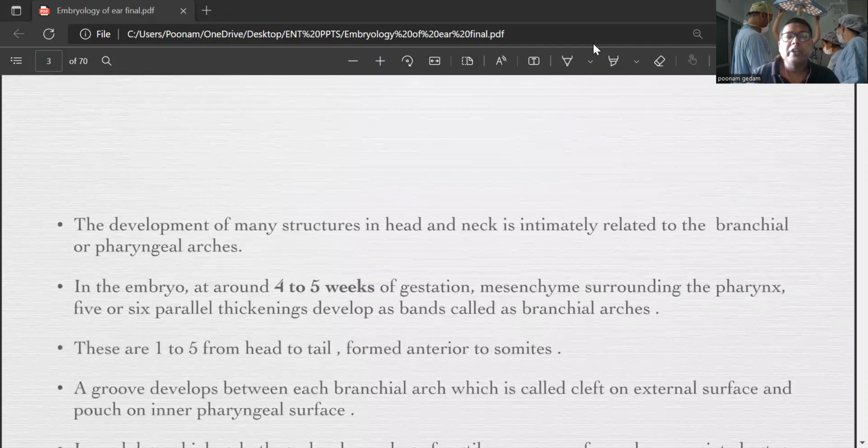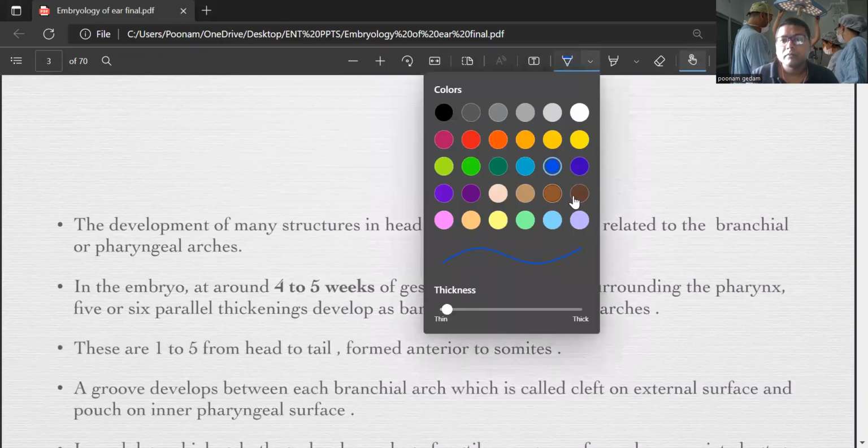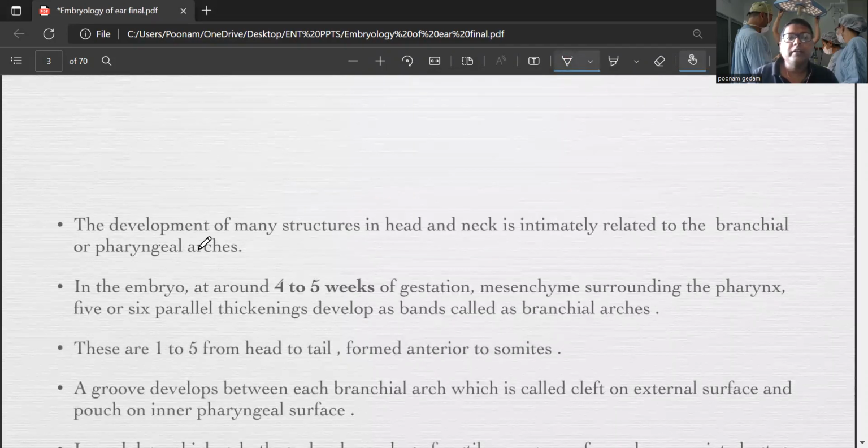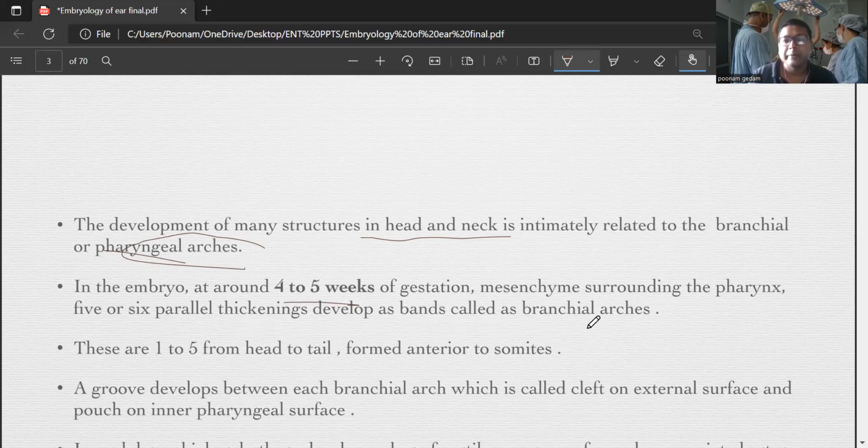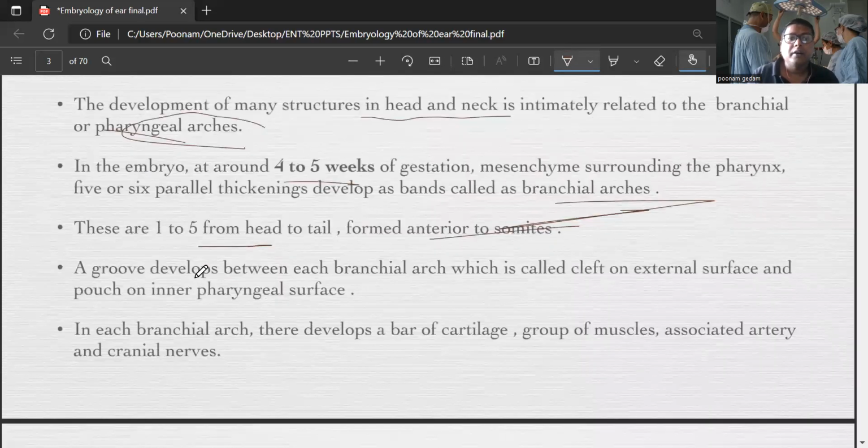We all know that the development of many structures of the head and neck is intimately related to the branchial or pharyngeal arches. We know this fact very well. In the embryo, at around 4 to 5 weeks of gestation, the mesenchyme surrounding the pharynx develops 5 or 6 parallel thickenings as bands called pharyngeal arches. These are numbered 1 to 5 from head to tail, from anterior to posterior.